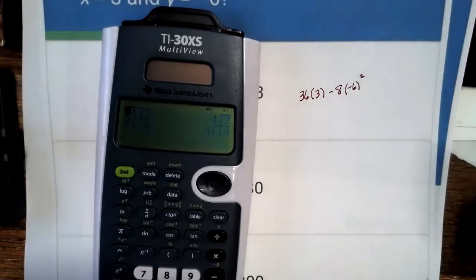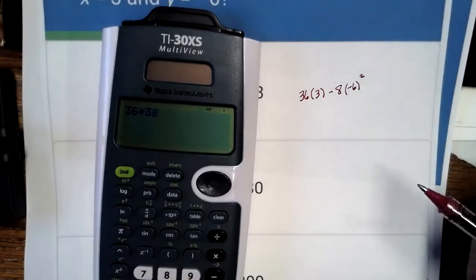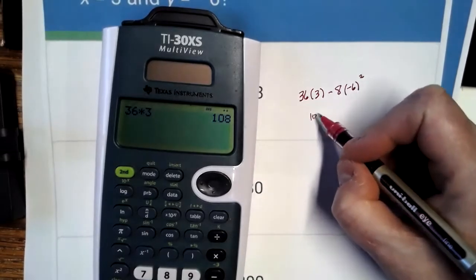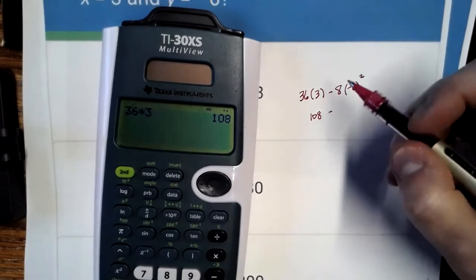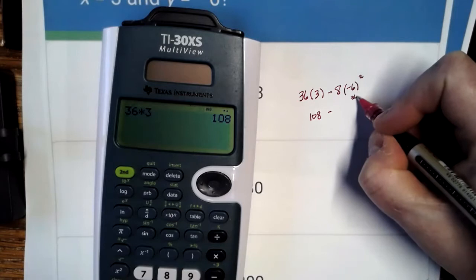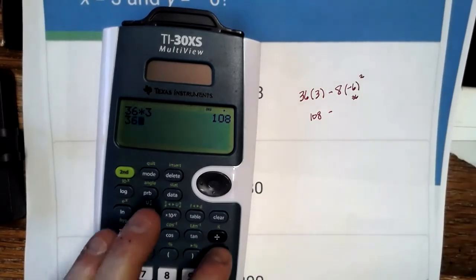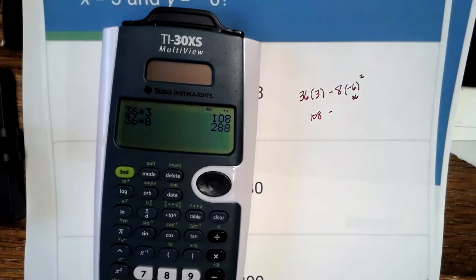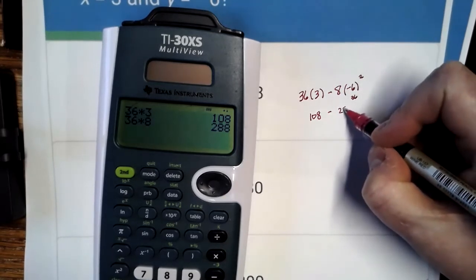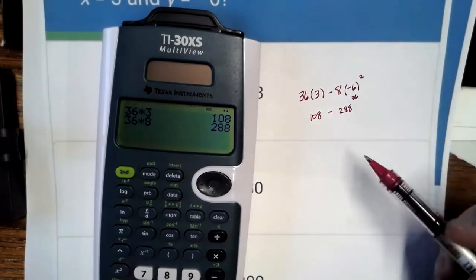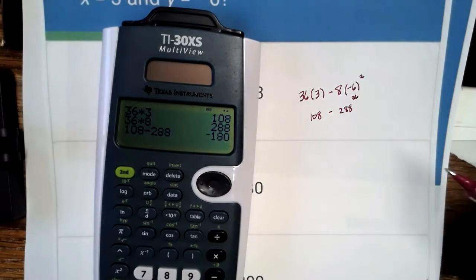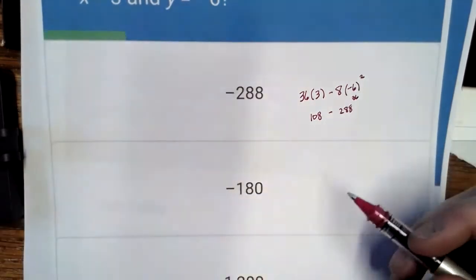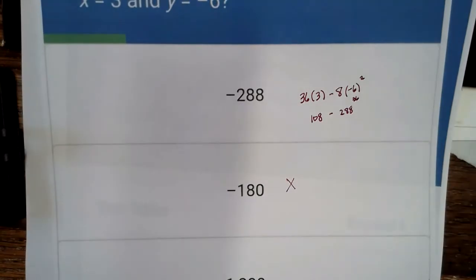So we've got 36 times 3, that is 108, minus -6 times -6 is +36, and +36 times 8 equals 288. So you end up with 108 minus 288. And you can do this on the calculator too, or you can do it in your head, either way, -180. And so we're looking at this, it would be this one right here, -180.